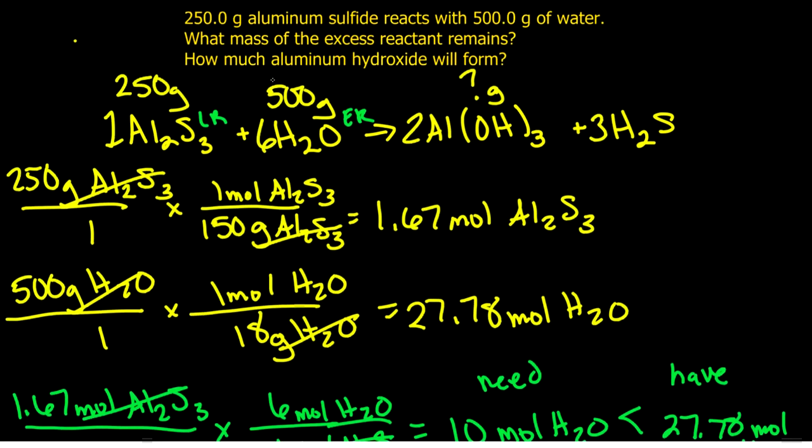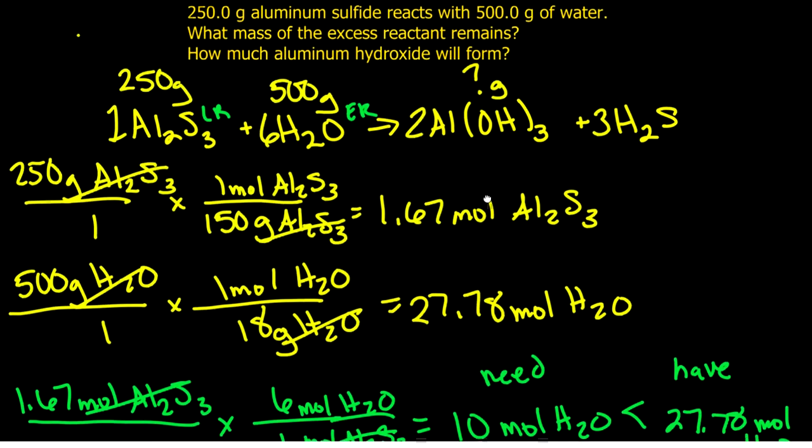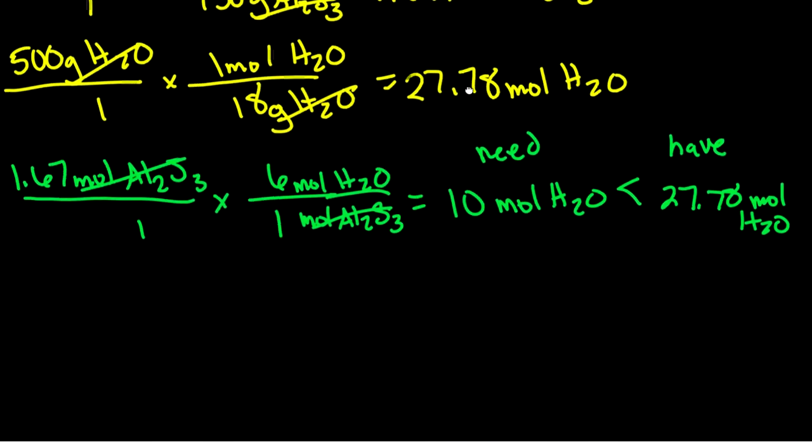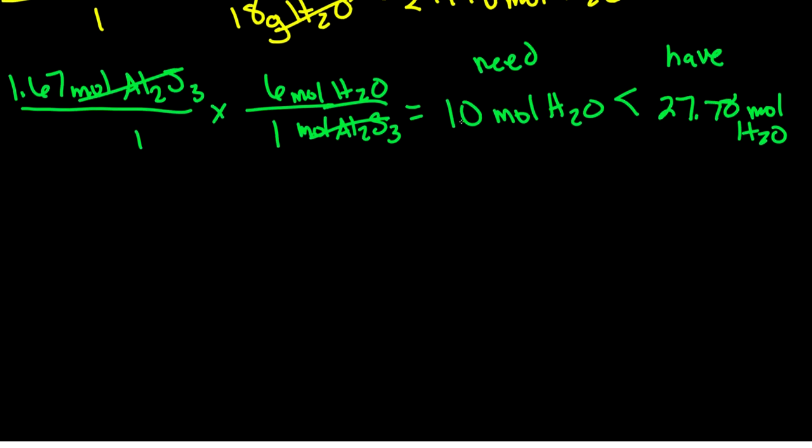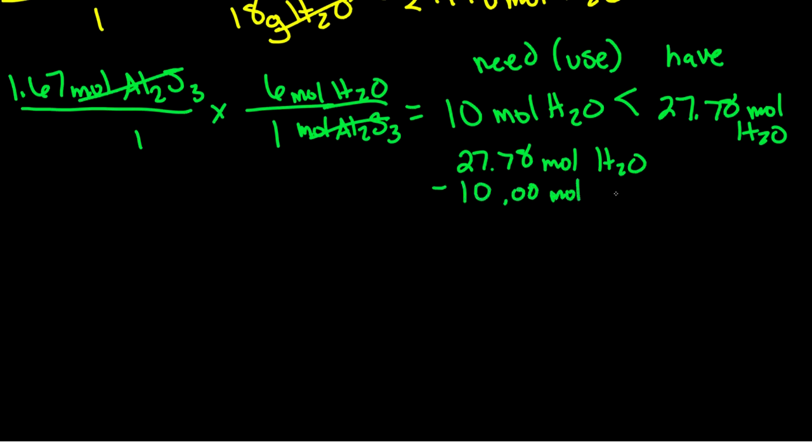But our first question is, what mass of excess reactant remains? So let's do that real quick since we have it set up right here for us. Now if I have 27.78 moles of water and I need 10, or to say I'm going to use 10, how much do I have left over? Well, 27.78 moles of water minus that 10 moles of water leaves me with 17.78 moles of water in this reaction.